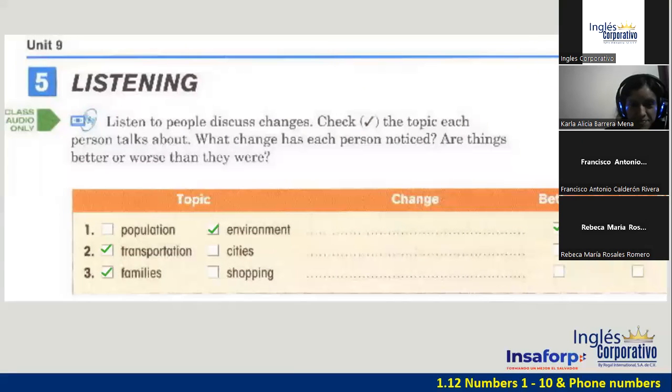What about number two? Listen. Ay, espérame que se desconfiguró.